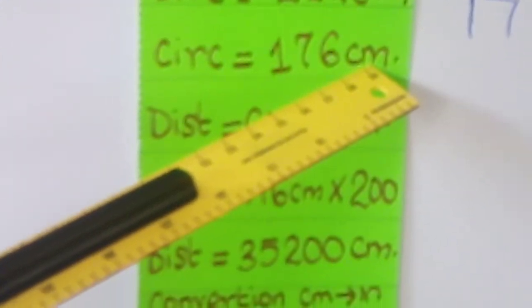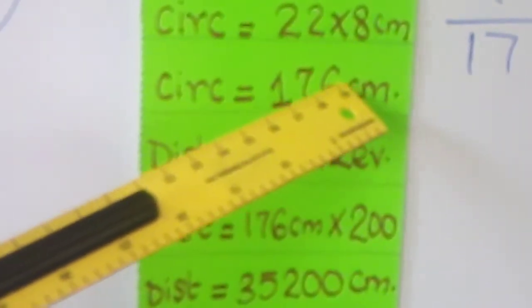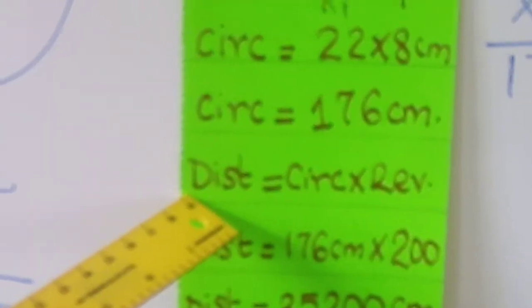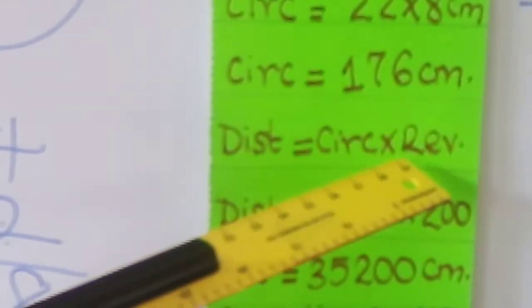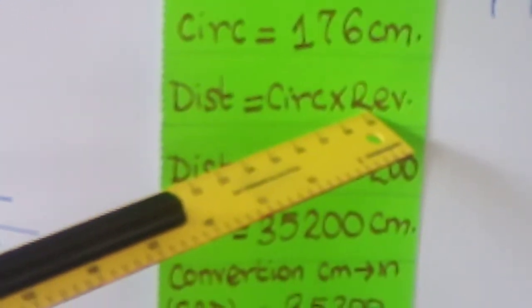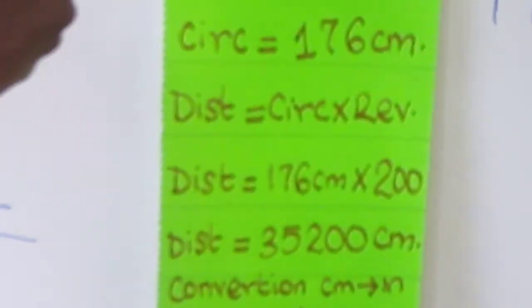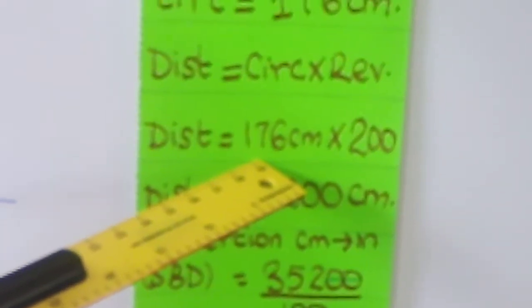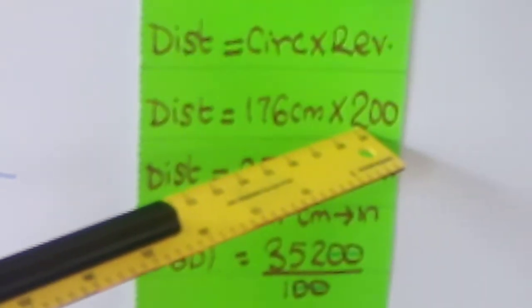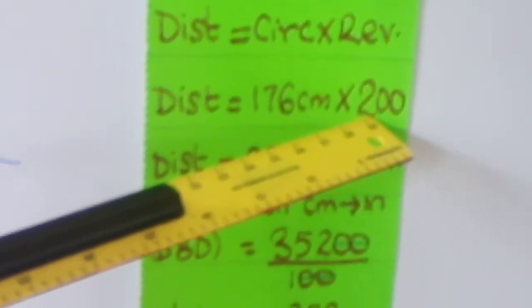But we want to know the distance. And the distance, as we said up there, is equal to the circumference that we have found now multiplied by revolutions, the number of turns. In the question, we have said it turns 200 times. And so it will be 176 centimeters multiplied by 200 times.